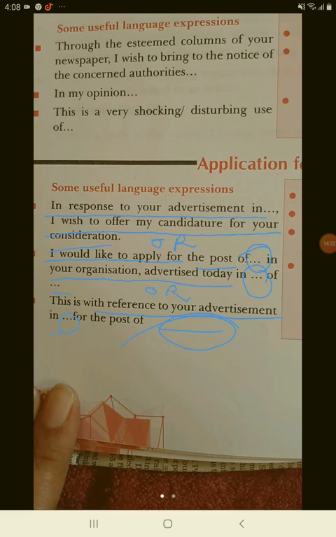But if you are a scientist and you go and apply for the post of a receptionist or a telephone operator, then clearly there is a mismatch. That mismatch should not take place. Okay?